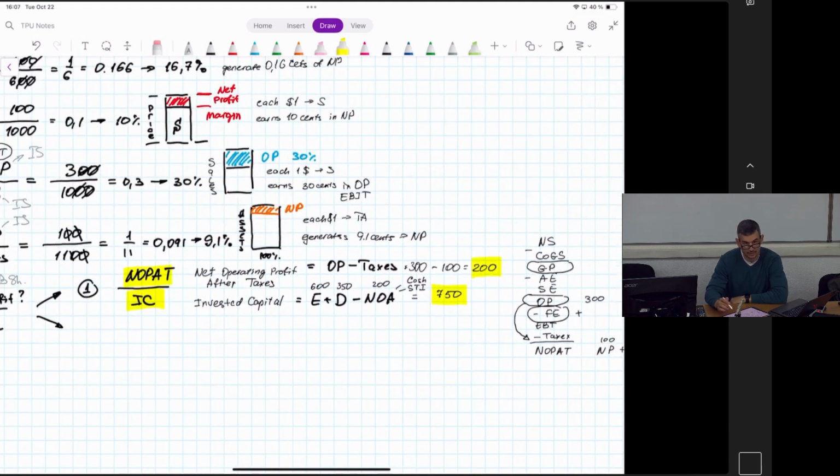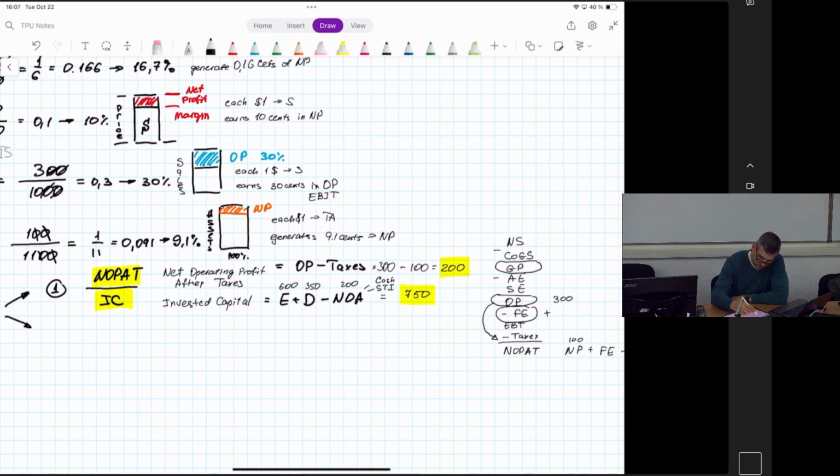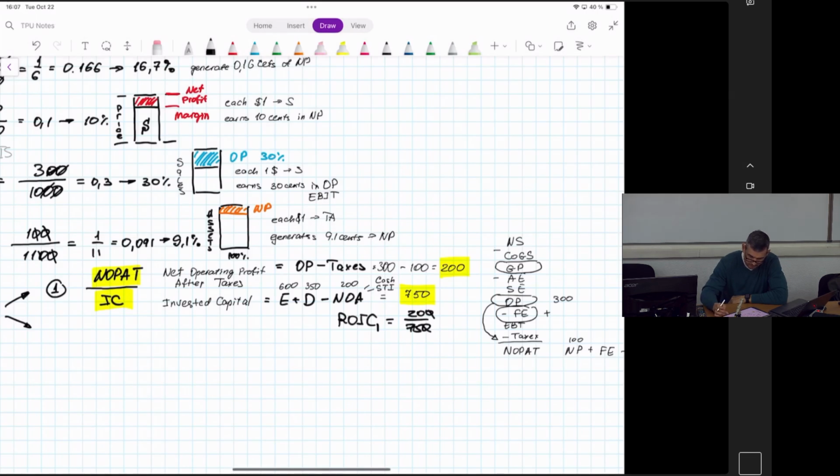So now we can calculate the return on invested capital in this case. We put here that ROIC 1 equals 200 divided by 750. So how much is that? 4 by 15. Oh, no, 4 by 25. How much is that?